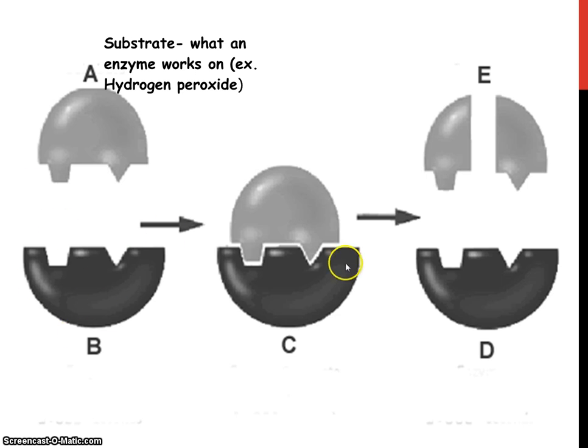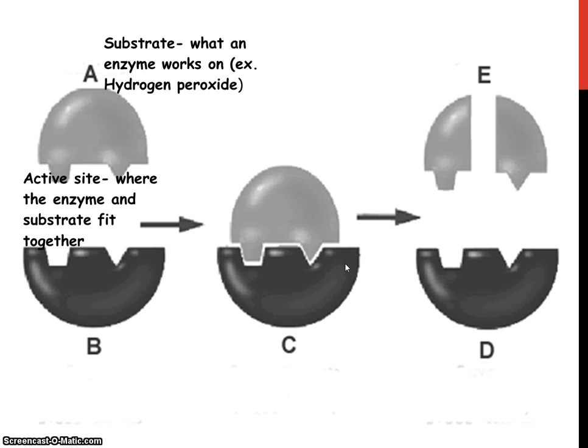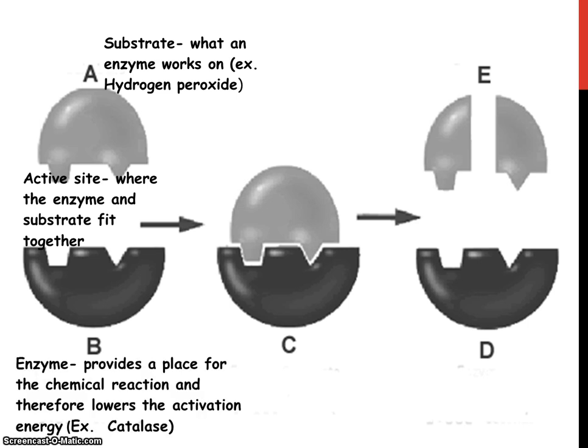And this is our enzyme. Where they come together is called the active site. It's where the enzyme and the substrate fit together. B, C, and D are all of your enzyme. You can always tell if something is the enzyme in the picture or a substrate in the picture based on its shape. If you look here, B, C, and D are all the exact same shape. That's your enzyme. It does not change.